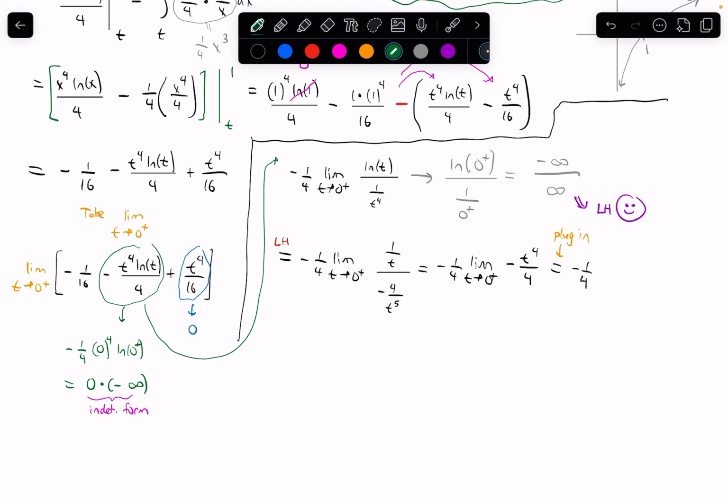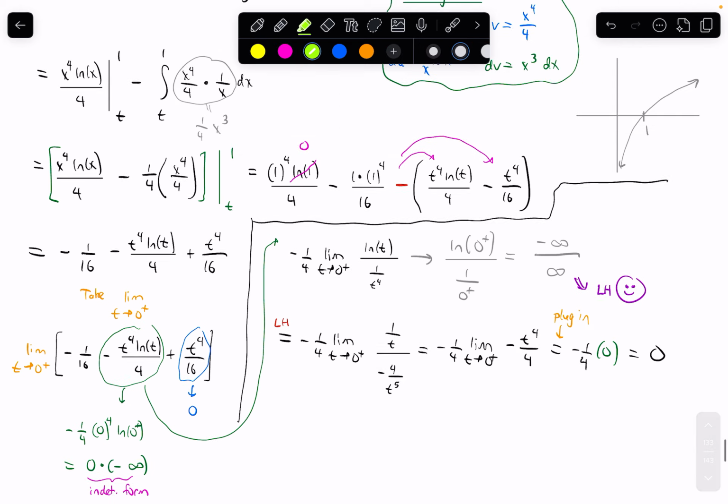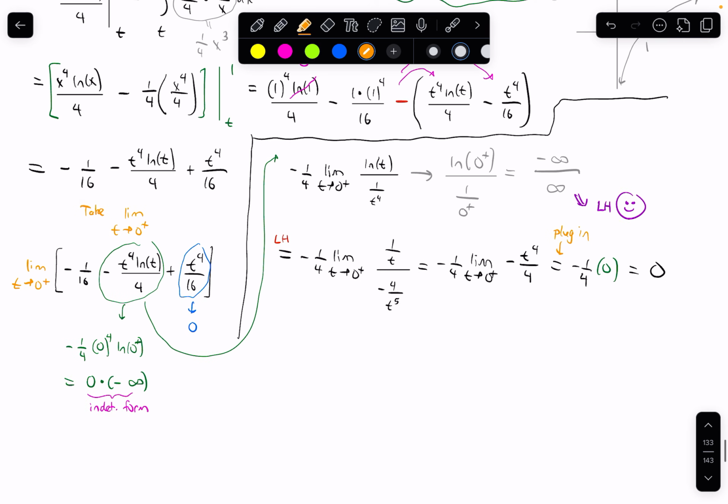So I got that negative 1 over 4 in front. And when I plug in, this part just becomes 0. And negative 1 over 4 times 0, well, that's just 0. Okay, so what we have just shown is that this fraction, the part that was hardest to take the limit of, that part just equals 0.